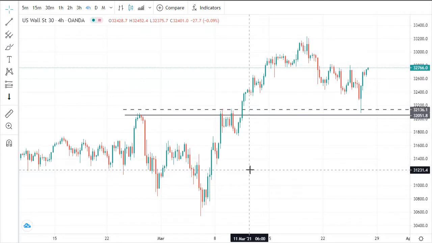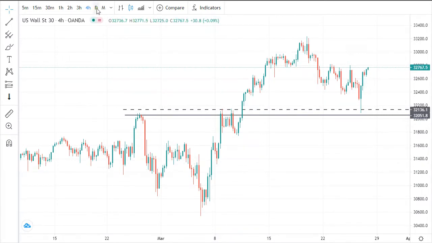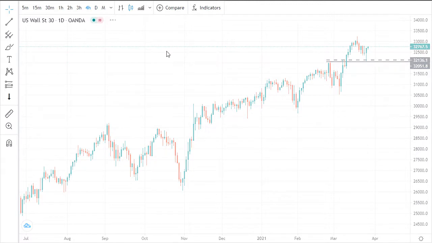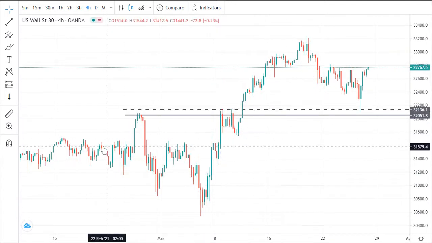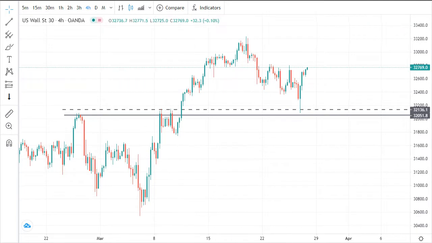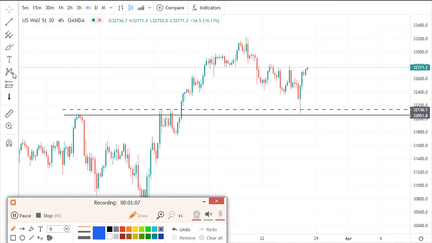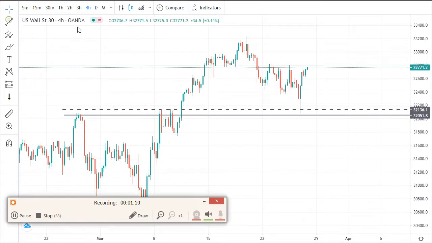So the first thing that you should start with is a bigger time frame. You can start with a daily, but I like to start with a 4 hour time frame. So here I already drew my support, and it seems like the market really respects this area. You can see the market respected this area, so it means we're going to rely on this area at the moment.